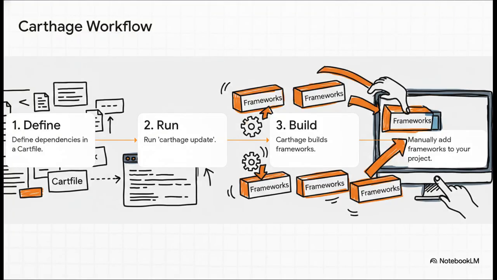The whole process is actually pretty simple and elegant. First, you just list out the libraries you need in a simple text file called a Cartfile. Then you run one command in your terminal, carthage update. Carthage goes out, fetches those dependencies, and builds them into these nice, clean packages called frameworks. And then, and this is the most important part, it just stops. That's it. It's now up to you to physically drag those frameworks into your Xcode project. That fourth step right there, that's the philosophy in action. You're the one in control.